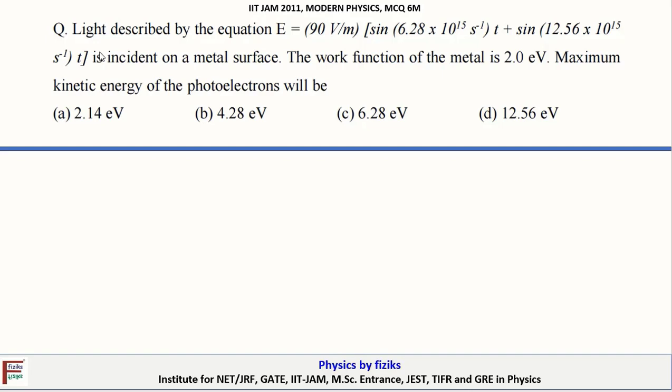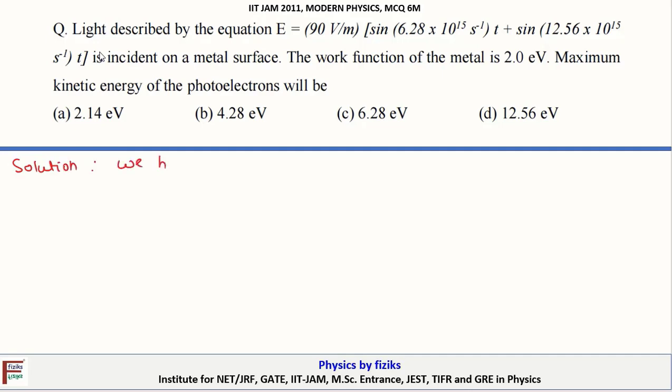Let us read the statement of this problem. Light described by the equation E = 90 volt per meter [sin(6.28 × 10^15 per second) + sin(12.56 × 10^15 per second)] is incident on a metal surface. The work function of the metal is 2 electron volt. The maximum kinetic energy of the photoelectron will be. So we are having it. Solution.